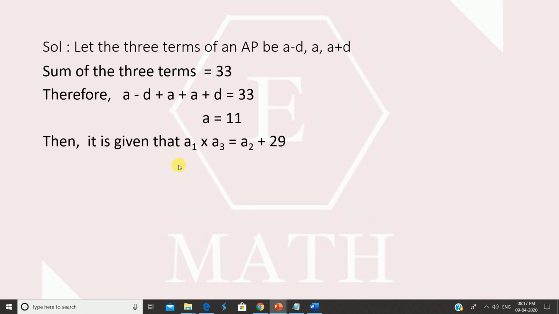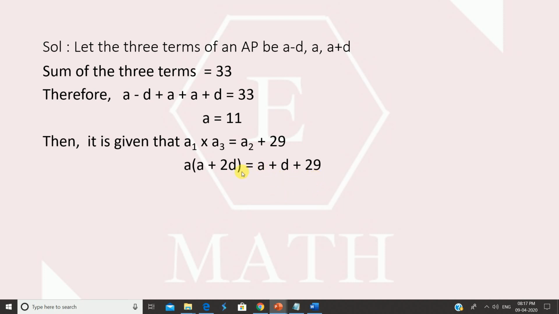Then again, it is also given that A1, which is the first term A, into A3 will be equal to A2 plus 29. Plus 29 because the product of these two terms is greater than A2 by 29. So A1 into A3 is equal to A2 plus 29. And applying the same formula again, that is AN is equal to A plus N minus 1 into D, we get A as it is, and A3 is the same as A plus 2D, and A2 is A plus D, plus 29.